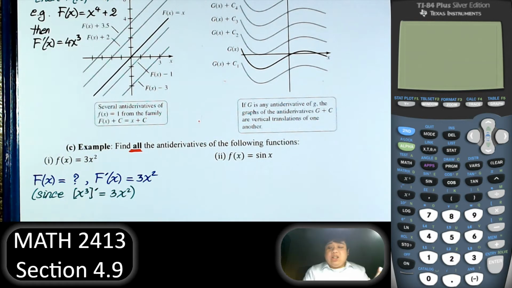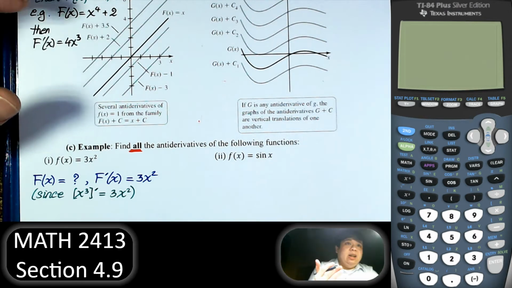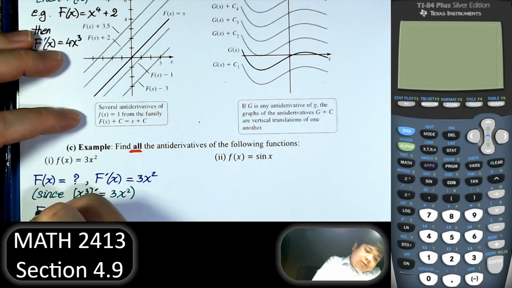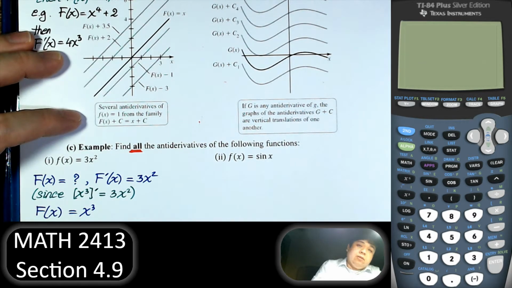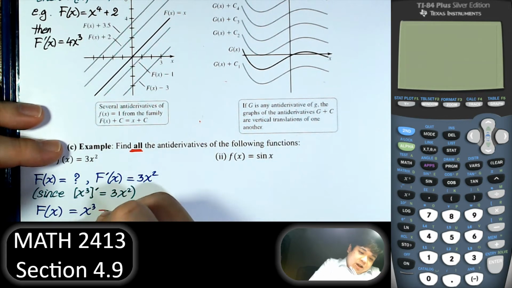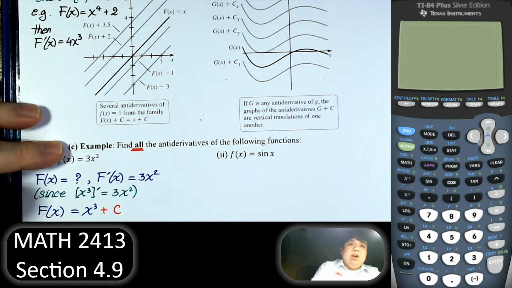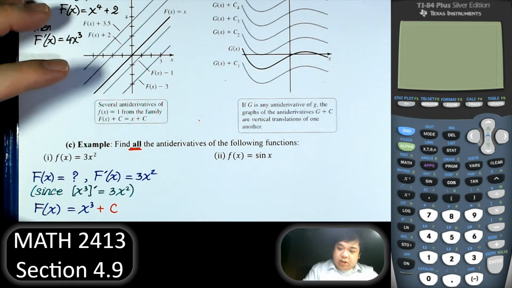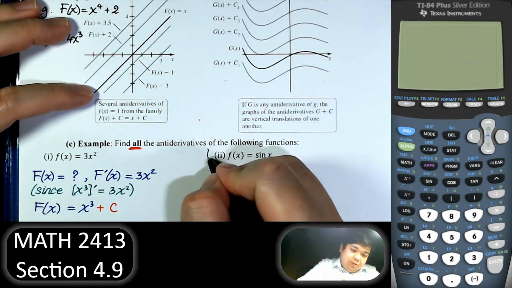So the derivative of x cubed is 3x squared, so the function is x cubed. But if we want to find all the antiderivatives, we add the constant to it. So x cubed plus c is an antiderivative of 3x squared. Don't worry, just like derivatives, there will be certain rules that we can use for each of them.